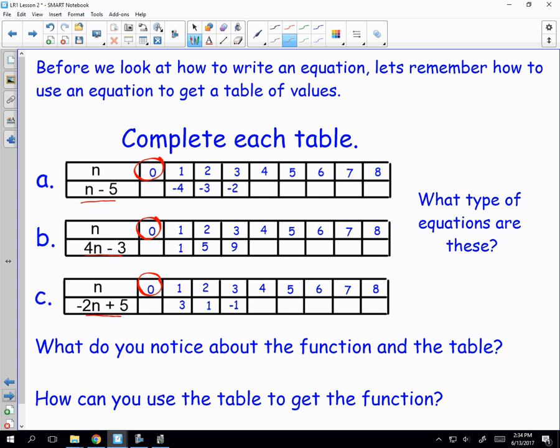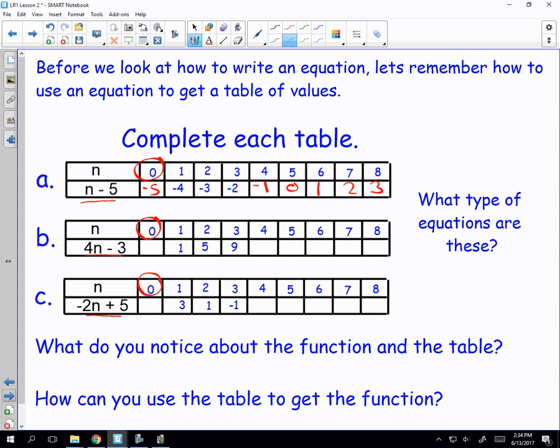So when I plug in 0, I get a minus 5. If I plug in a 4, 4 minus 5 is negative 1. And we keep going. We plug in a 5, a 6, a 7, an 8, and we fill out the table.